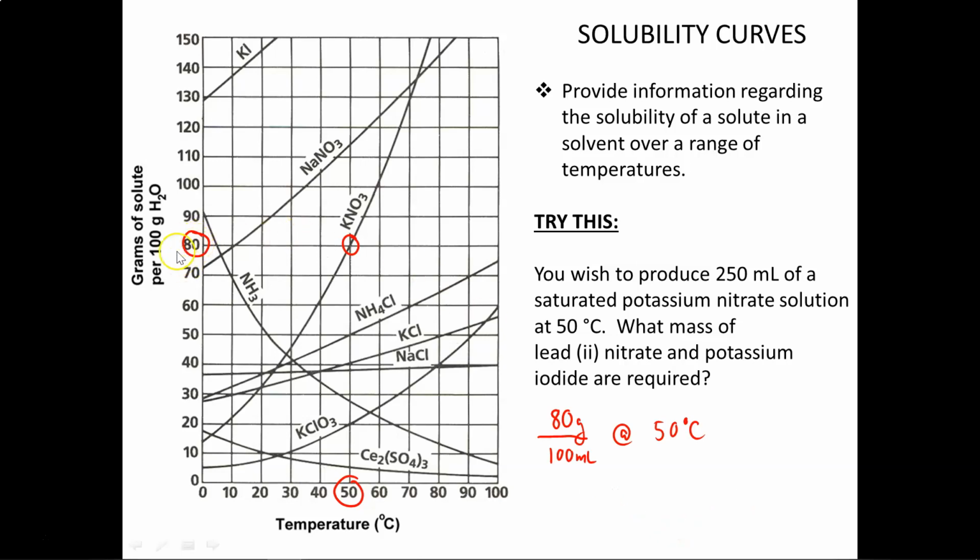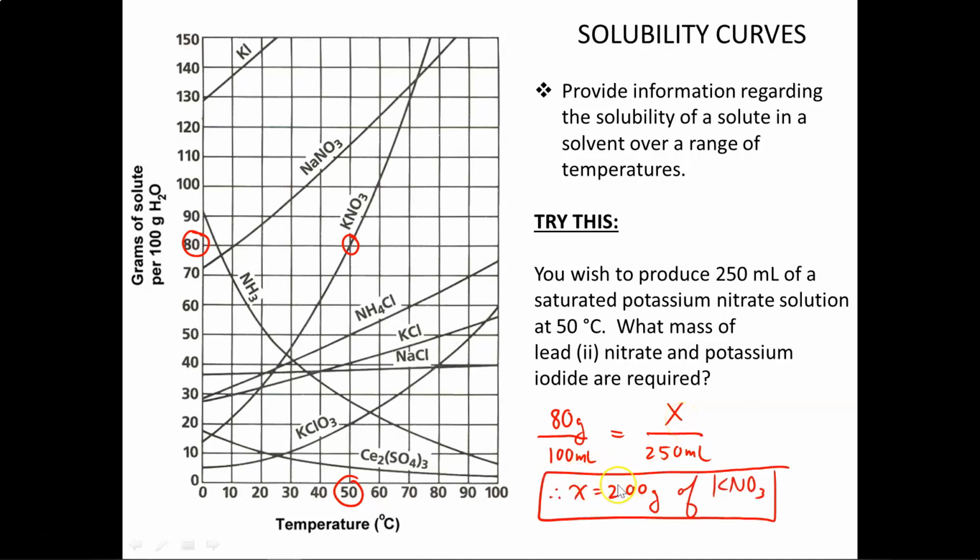Now, back to this. It says per 100 milliliters of water. But I'm not using 100 milliliters of water. I'm using 250 milliliters of water. So I need to convert this ratio to see how many grams of potassium nitrate can be dissolved in 250 milliliters of water instead. And when we solve, we find that 200 grams of potassium nitrate are in a saturated 250 mL solution at 50 degrees Celsius.